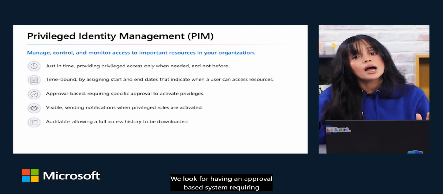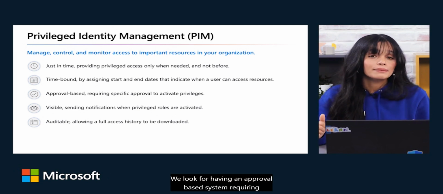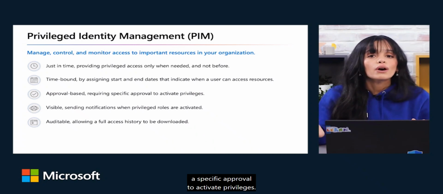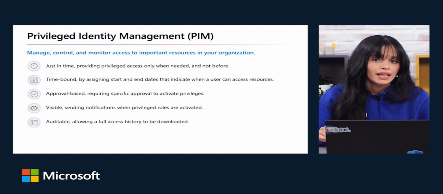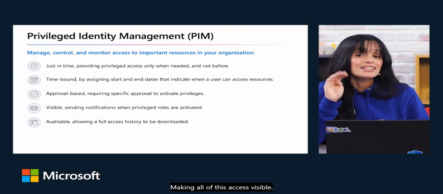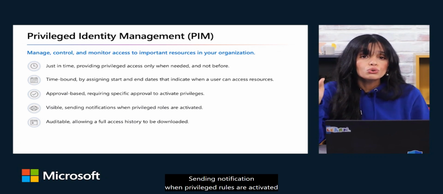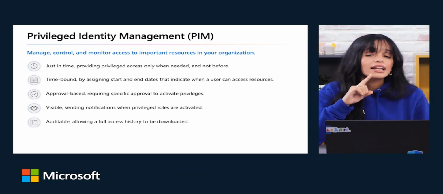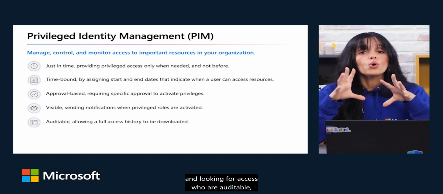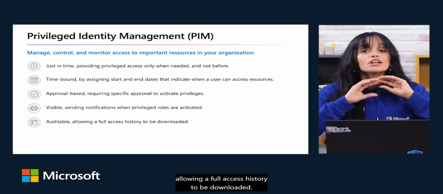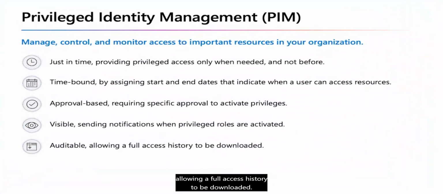We look for having an approval-based system requiring a specific approval to activate privileges. Also making this access visible, sending notifications when privileged roles are activated, and looking for access that is auditable, allowing a full access history to be downloaded.